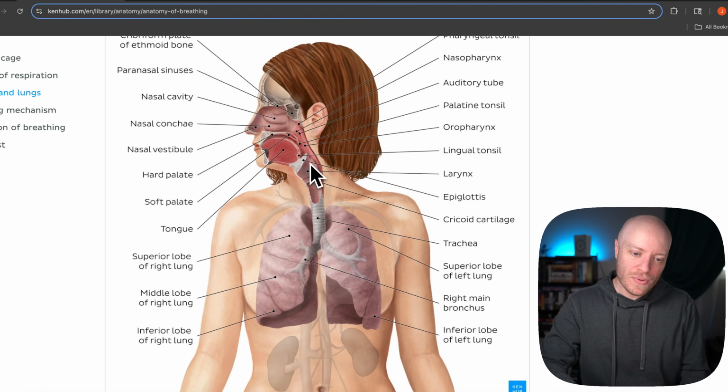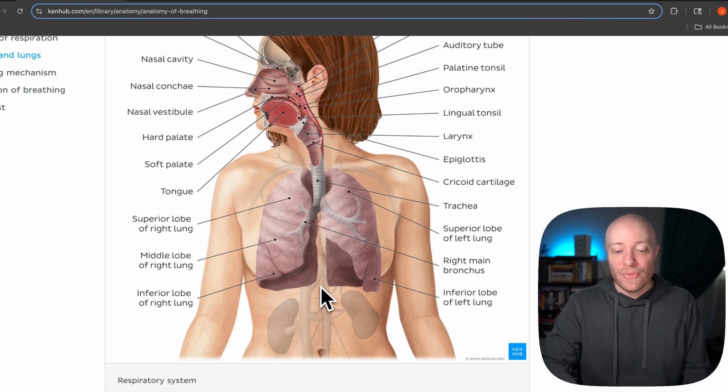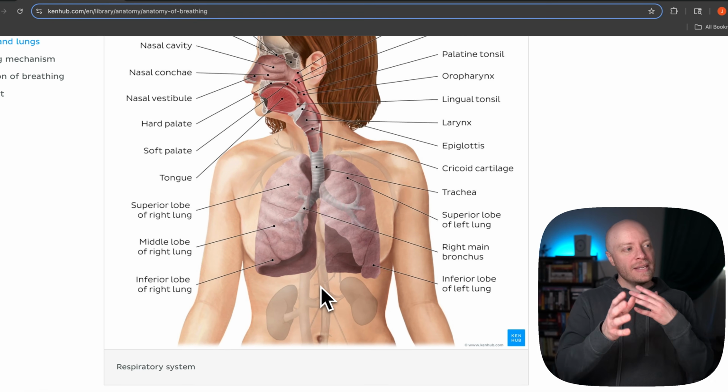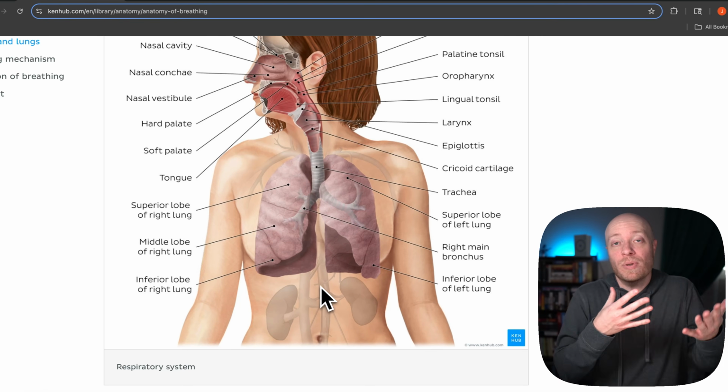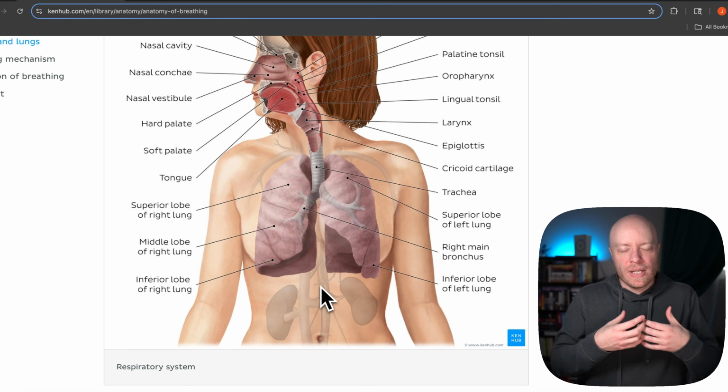And that's exactly what it's going to do. It's going to go through the larynx, down the trachea, and then it's going to split into the bronchial tree and enter into the lungs. And I think it's important to really understand what the lungs do, or really what they are.